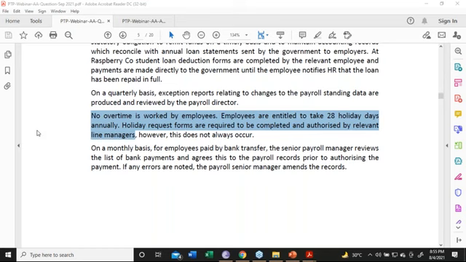Okay, Vishaka is saying, sir, exception reports are produced and reviewed by the payroll director, so it is not a deficiency. No, exception reports are not produced by the director. This is not what the question is saying. The exception report is reviewed by the director, and if there is any discrepancy, he follows it up. Is this clear, Vishaka, now?